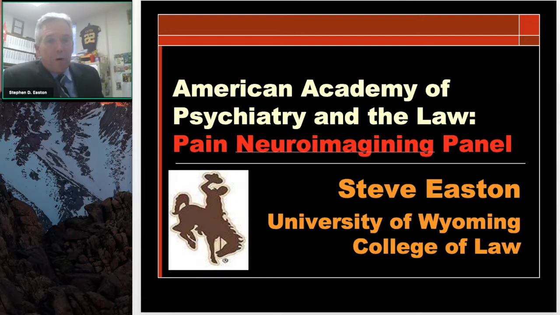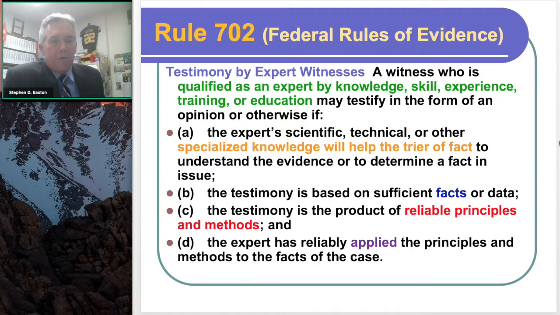So, Todd, if we go to the next slide, which is the Rule 702 slide, this is the basic federal rule of evidence provision, which outlines the admissibility of expert testimony. And the kind of evidence we're talking about would be brought to the jury through the offices of an expert witness, someone who gets on the stand and explains whatever aspect of pain neuroimaging is available at a particular point in time.